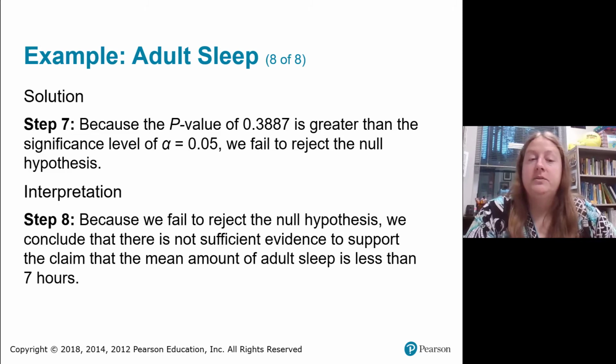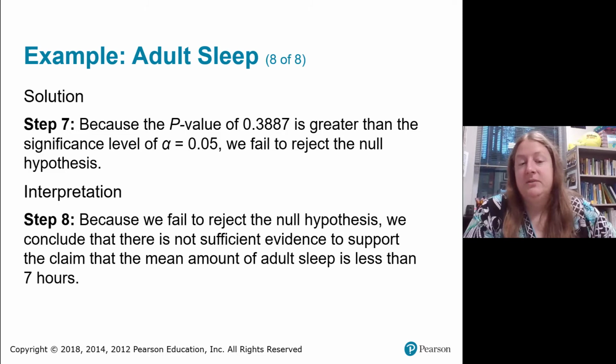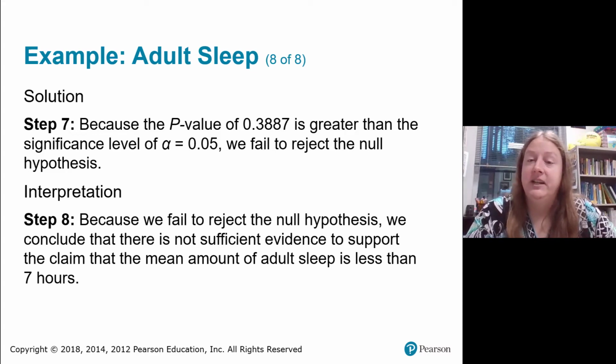Once we have our p-value, we know that 0.3887 is greater than our significance level of 0.05, so we fail to reject the null hypothesis. And in our interpretation, we say, because we fail to reject the null hypothesis, we conclude that there is not sufficient evidence to support the claim that the mean amount of adult sleep is less than 7 hours.